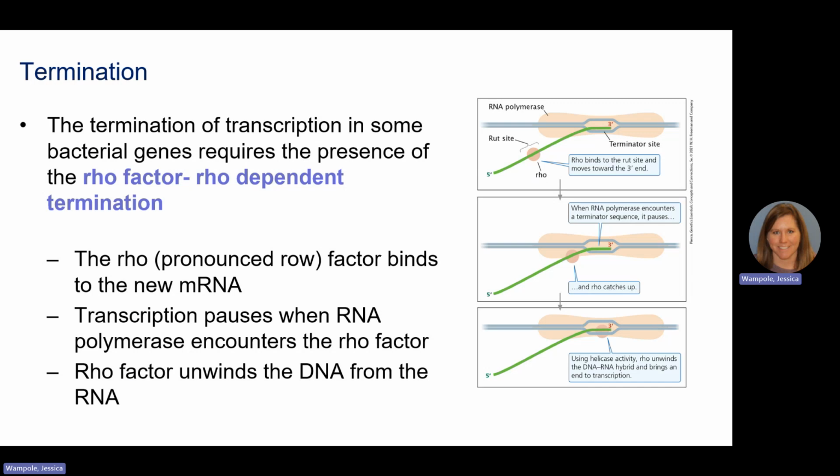Our textbook only goes through bacterial termination, doesn't get into eukaryotic termination, but there are two ways that bacterial cells or bacterial genes undergo termination. They are called Rho factor dependent or Rho factor independent termination.